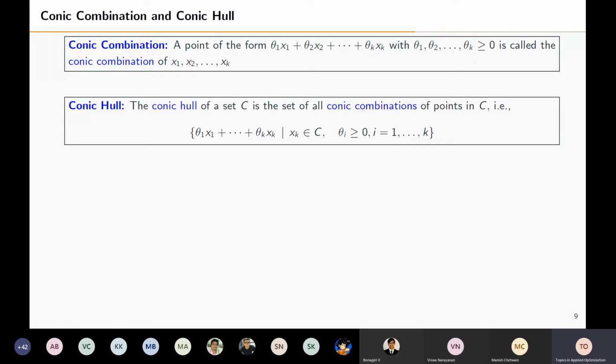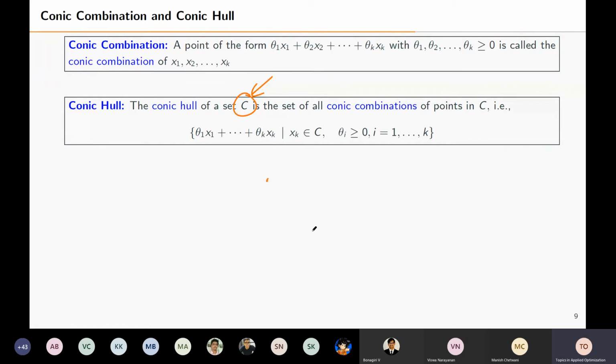And then we can also form something called a conic hull. The conic hull of a set is the set of all conic combinations of points in C. It's any arbitrary C. I'm not saying that C is already a cone. You take any arbitrary C and you do a conic hull just like you did a convex hull. You make a conic hull and that will make it a cone.